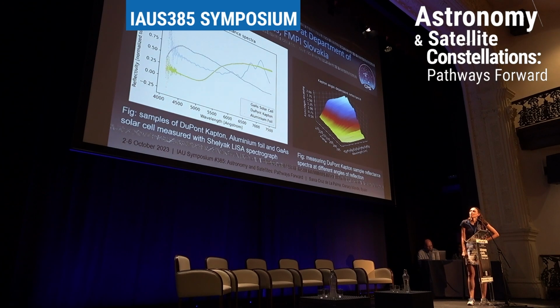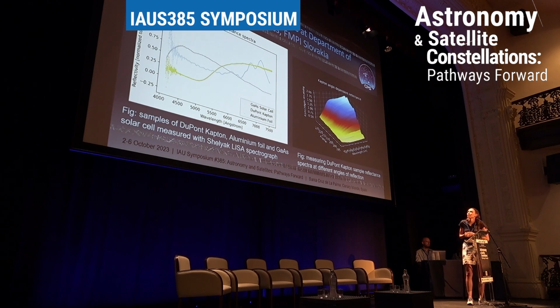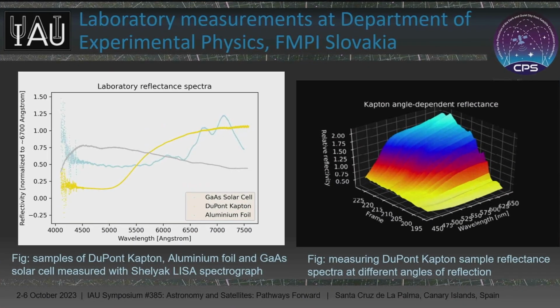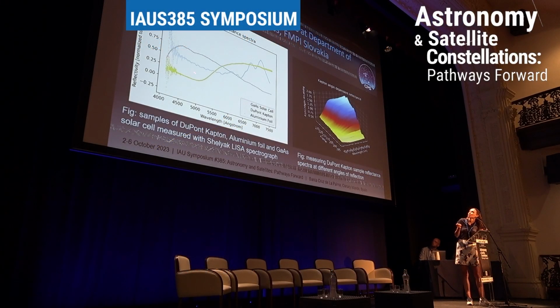All right, so to confront our observations, we performed laboratory measurements, and we were quite lucky because we could just unscrew or dismount the spectrograph from our telescope, take it into the laboratory back home at Comenius University, and we did some experiments with exactly the same instrument, so same spectrograph, same camera, and we observed reflectance spectra of different materials. Here you can see examples of aluminum foil, a gallium arsenide solar cell, or DuPont Kapton.